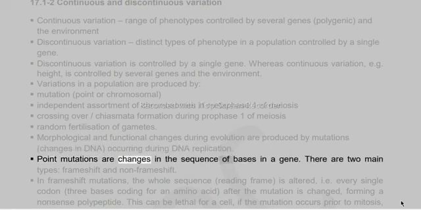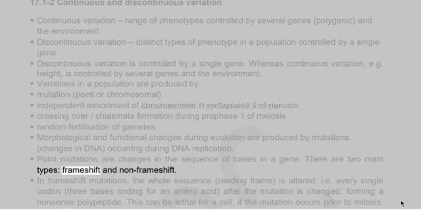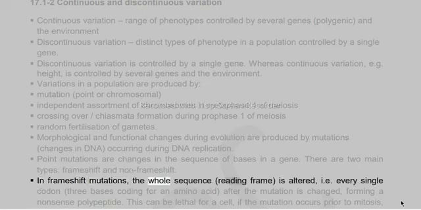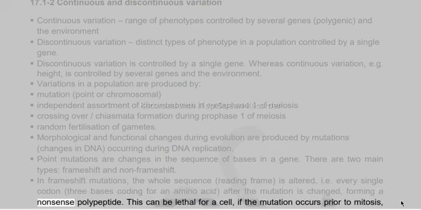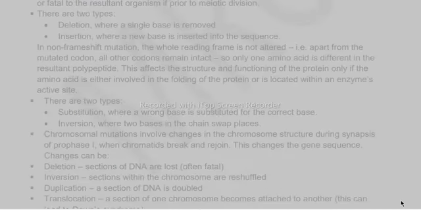Point mutations are changes in the sequence of bases in a gene. There are two main types, frameshift and non-frameshift. In frameshift mutations, the whole sequence, the reading frame, is altered, i.e. every single codon, 3 bases coding for an amino acid, after the mutation is changed, forming a nonsense polypeptide. This can be lethal for a cell if the mutation occurs prior to mitosis, or fatal to the resultant organism if prior to meiotic division.